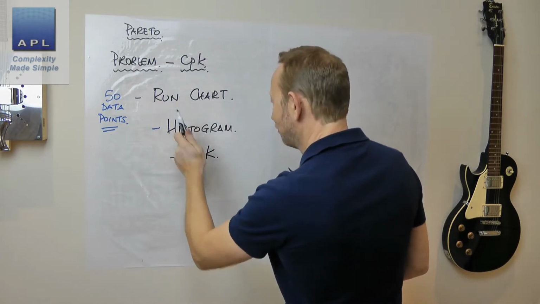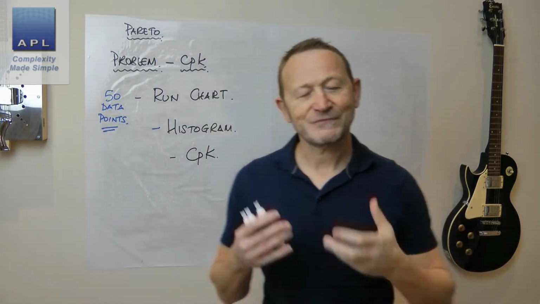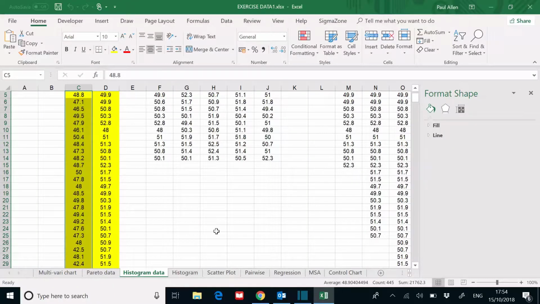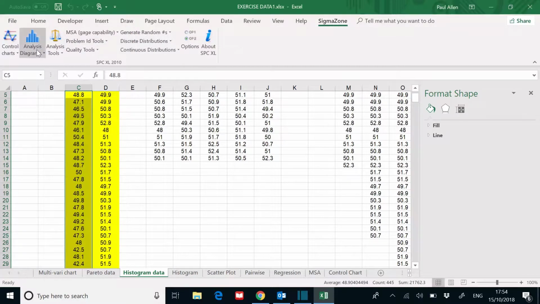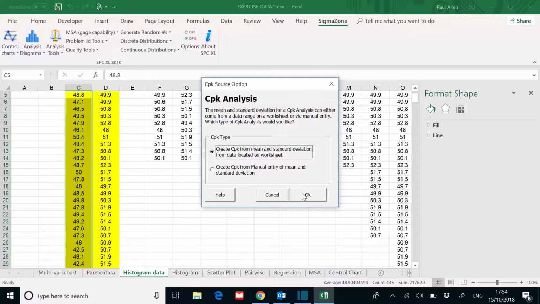So we've gone run chart, histogram, Cpk. Now what's this going to do? Well, this predicts the true defect rate. It predicts the defect rate. It's not an observed defect rate.